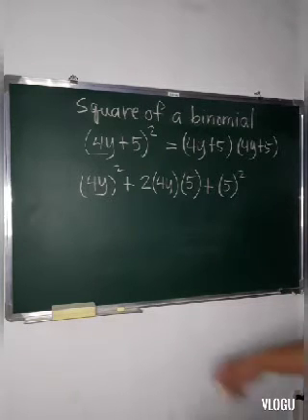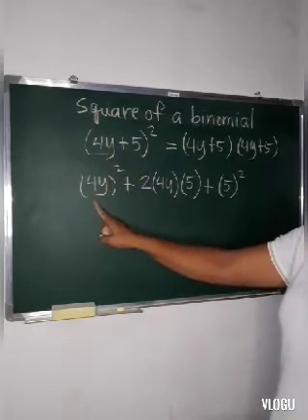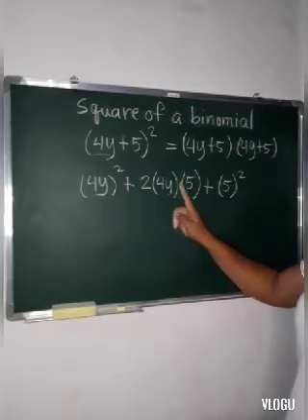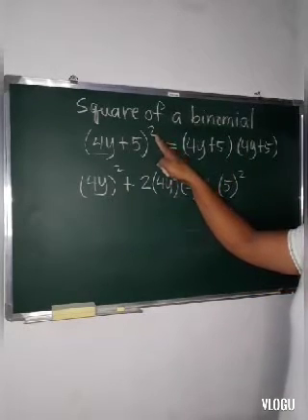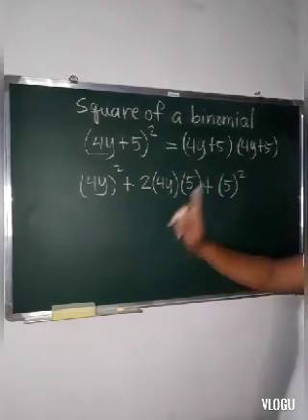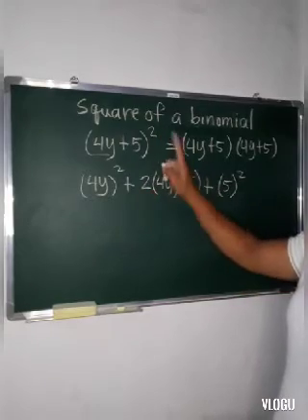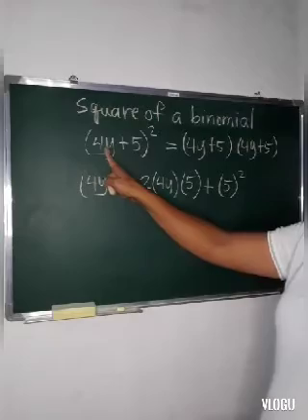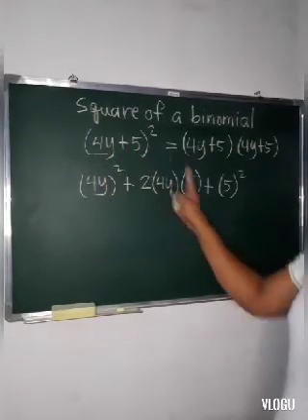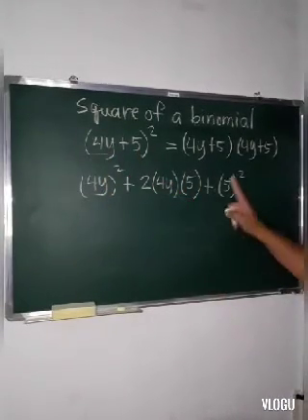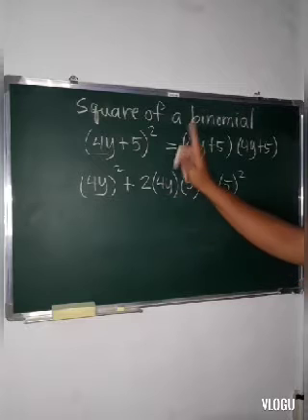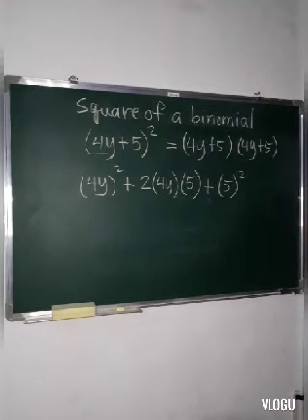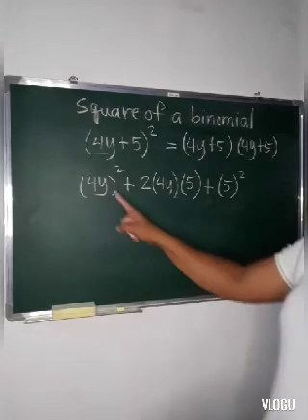I will repeat. Square the first term, so 4y squared, plus the middle term, okay, so this is the clue. Twice means to say, where do you get the twice? From the exponent. So 2 multiplied the first term, multiplied by the second term. And of course, the last term is square the last. So 5 and then square. Okay, and then perform the operation.